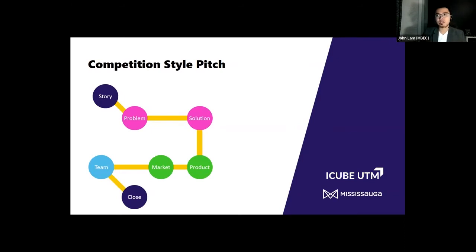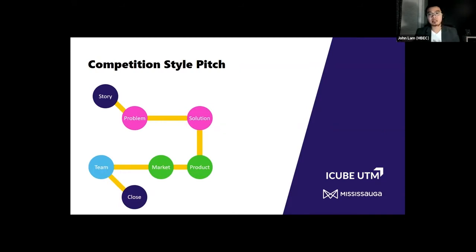So for the competition style pitch, there are a couple of key elements here, and the length of that yellow line between the bubbles indicates roughly just how much time you might want to spend on that particular portion of the pitch. So if you have a 3-minute pitch, you can roughly estimate the ratio of time you want to spend on the story, the problem versus the solution, product, market, team, and then close. So if you have a 5-minute pitch, of course, that expands in a similar ratio.